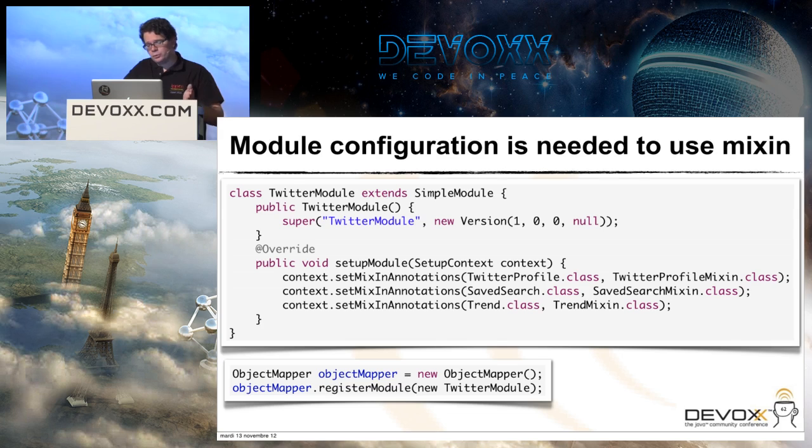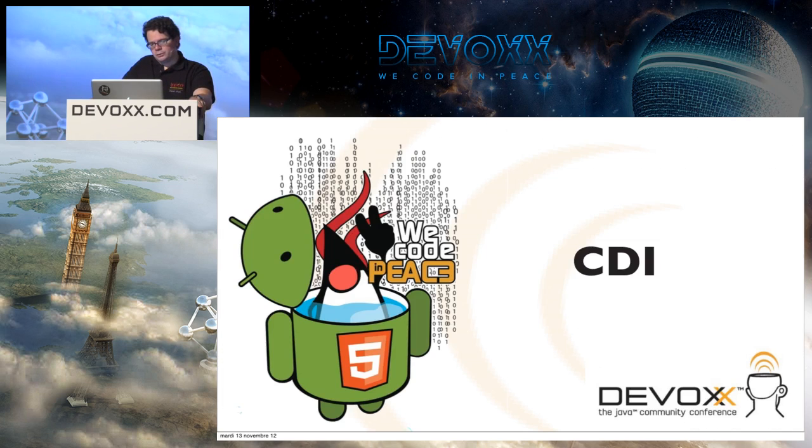After that, we have to register the module in the ObjectMapper class, which is the main entry point in the Jackson framework to do marshalling and unmarshalling, to serialize and deserialize objects from and to JSON.